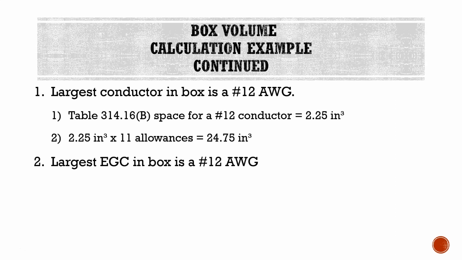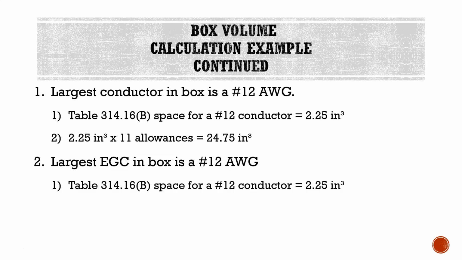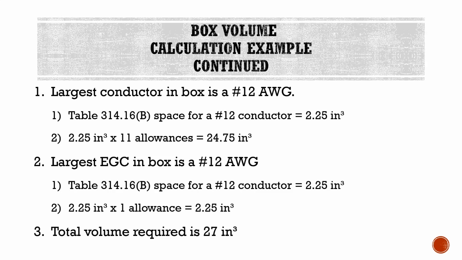And we're assuming that our largest equipment grounding conductor in the box was also a number 12 gauge conductor. Using table 314.16 again, once again, the space for a number 12 conductor is 2.25 cubic inches. 2.25 cubic inches times 1 allowance equals 2.25 cubic inches. So the total volume required is 24.75 cubic inches for all of our normal allowances, plus our 2.25 cubic inches for our equipment grounding conductors, equals a total allowance of 27 cubic inches for the box we previously talked about.